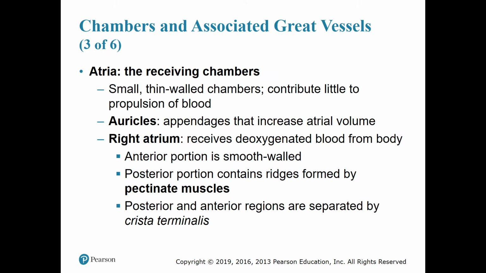Okay, so let's look at the chambers and associated great vessels. The atria are the receiving chambers. They're small, thin-walled chambers that contribute little to the propulsion of blood. Auricles are the appendages that increase atrial volume. The right atrium receives deoxygenated blood from the body, meaning the blood is rich in CO2. The anterior portion is smooth-walled. The posterior portion contains ridges formed by pectinate muscles. Posterior and anterior regions are separated by the crista terminalis.